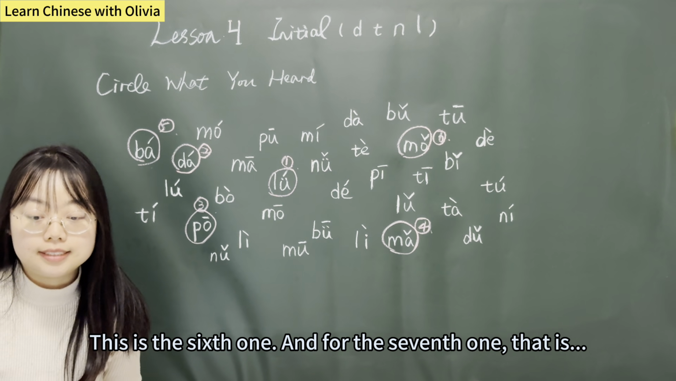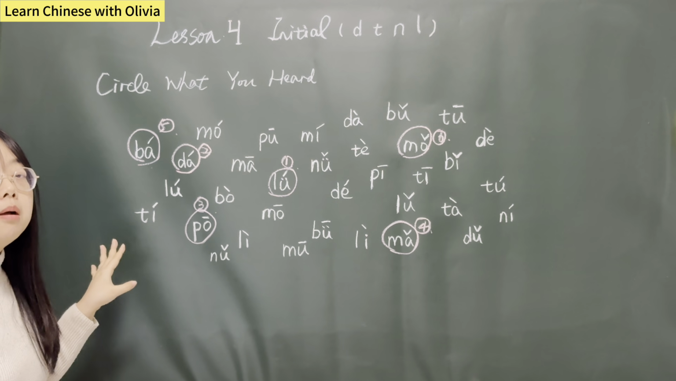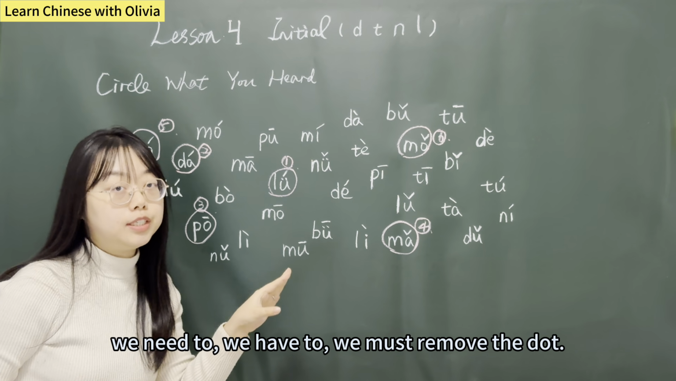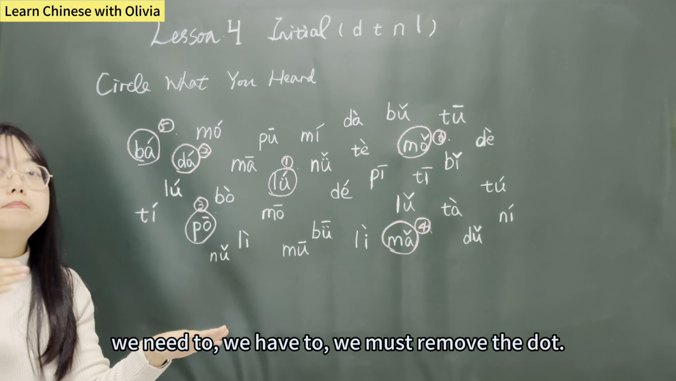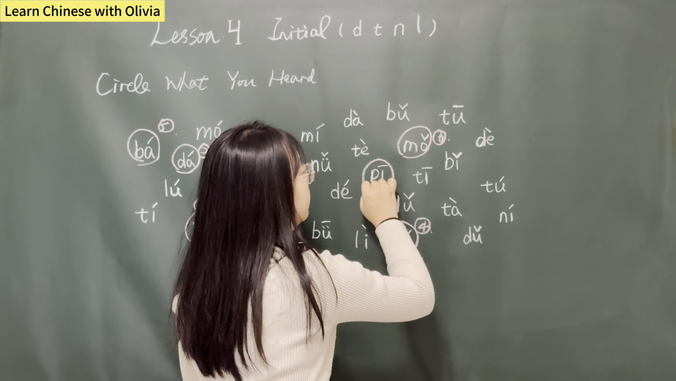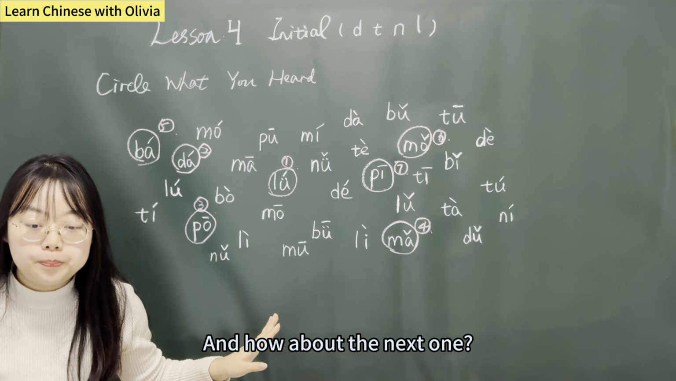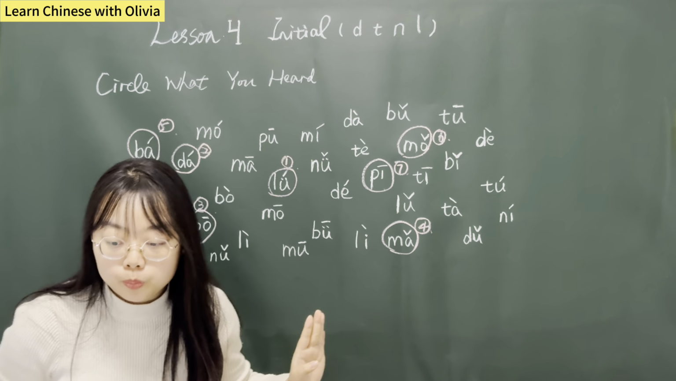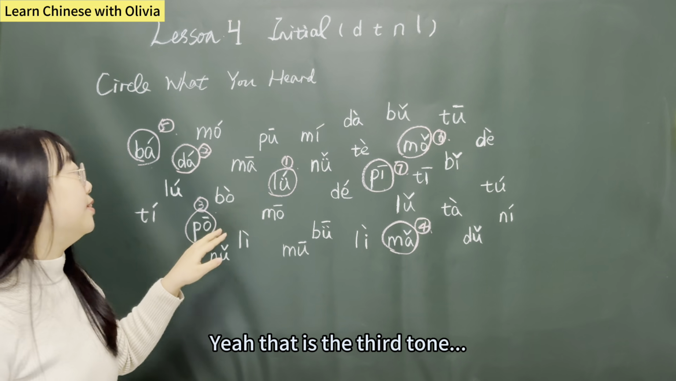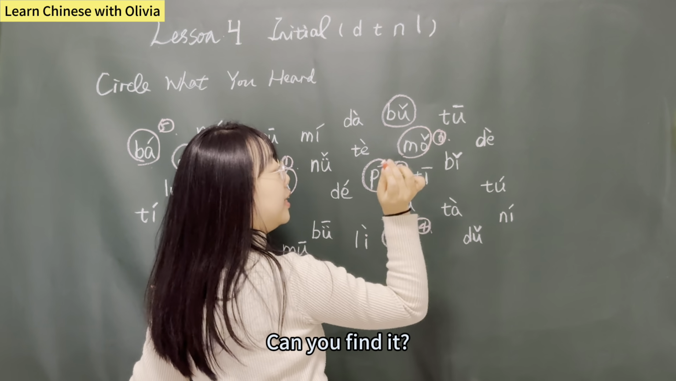And for the 7th one, that is P, po, e, p. And when placing the tone on e, we must remove the dot. And how about the next one? 补. Yeah, that is the 3rd tone. 补. Can you find it?